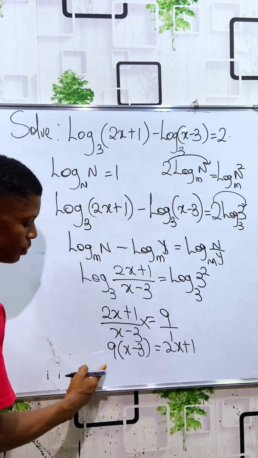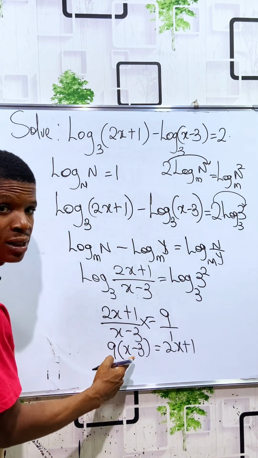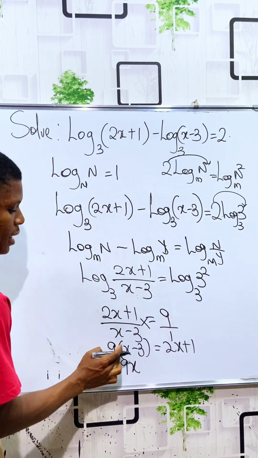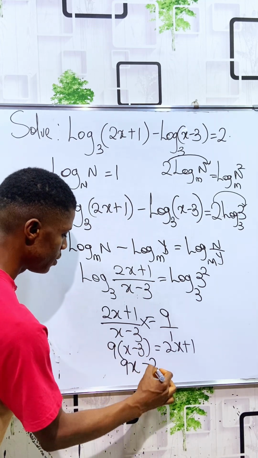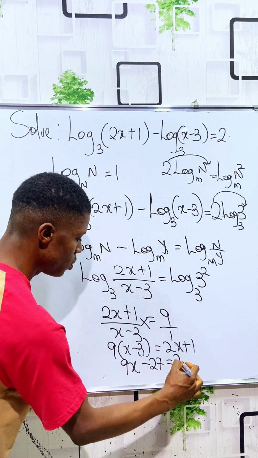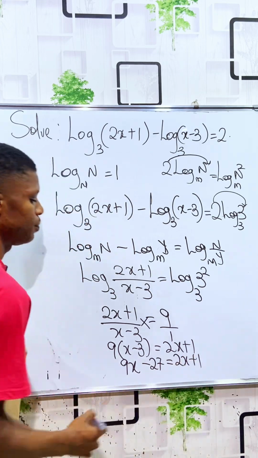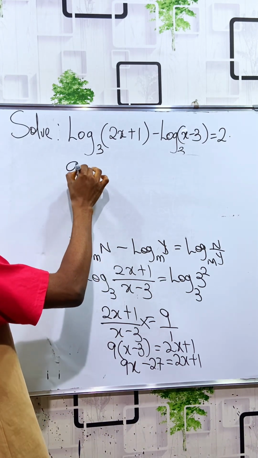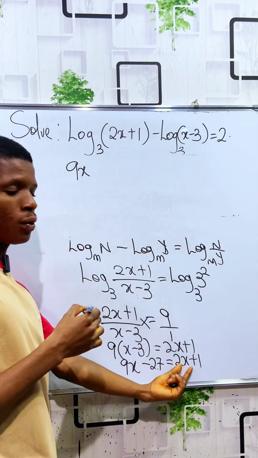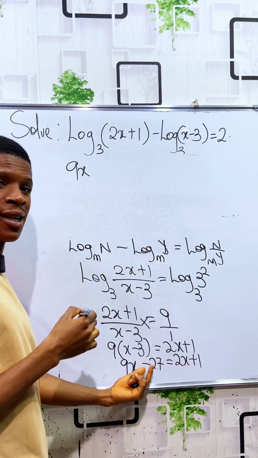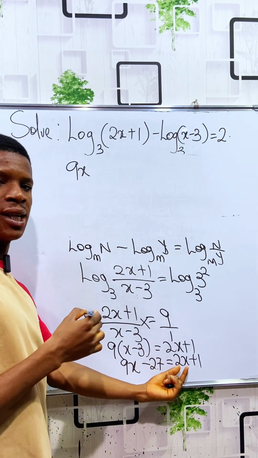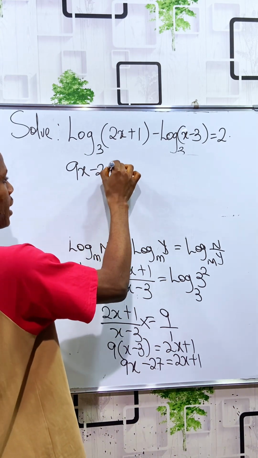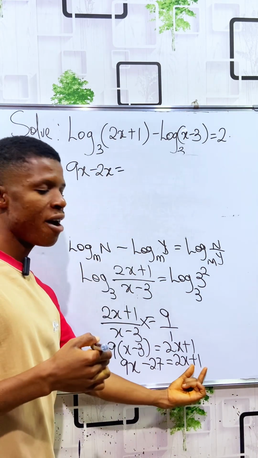We open the bracket. 9 will multiply everything inside. 9 times x is 9x. 9 times minus 3 is minus 27, and it equals 2x plus 1. The x's together, I'm bringing the numbers together. So we have 9x, the first term. When 2x crosses the equality sign, it becomes negative, or basically, you say minus 2x from both sides. You have minus 2x, and it equals, we have plus 1 here.